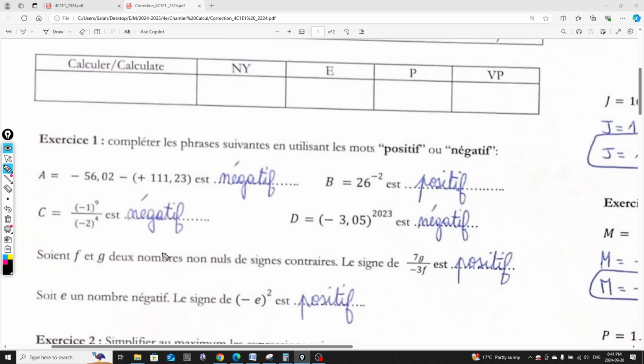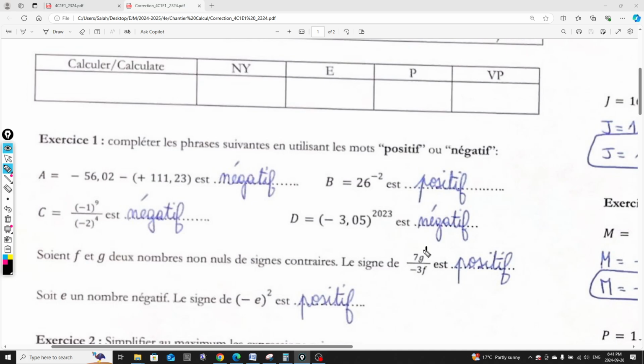So, soit f et g, deux nombres non nuls de signe contraire. Okay, so f and g are two numbers. They're not zero, and they have opposite signs. And now they're asking, what is the sign of this expression? Okay. So we said g and f are two numbers. One of them is positive, the other one's negative. It doesn't matter which one of these we say is positive. It'll actually give you the same answer.